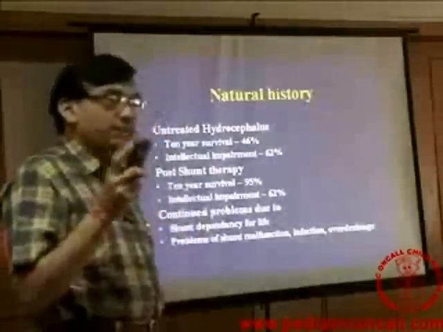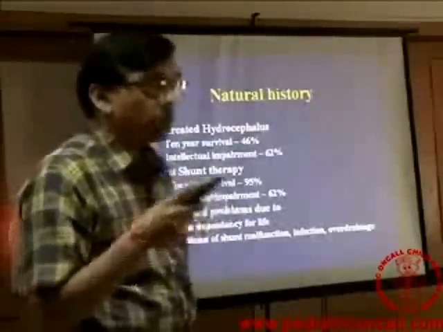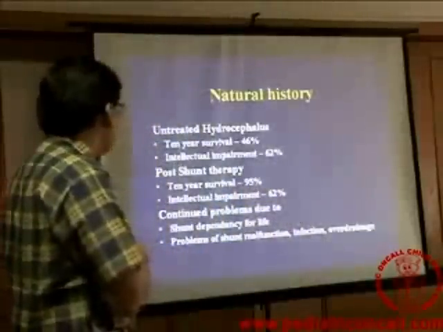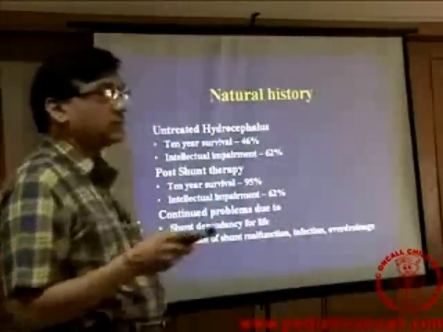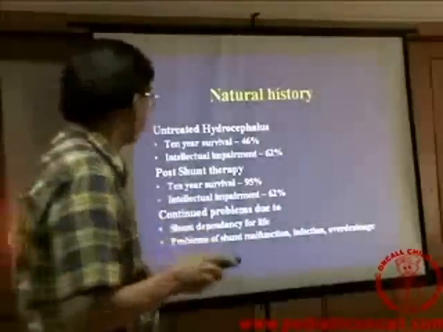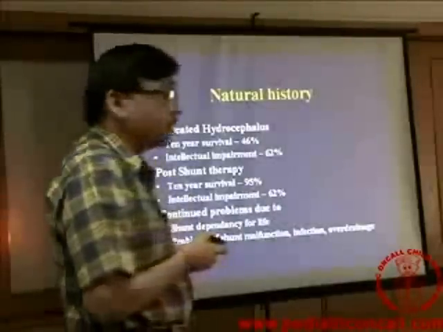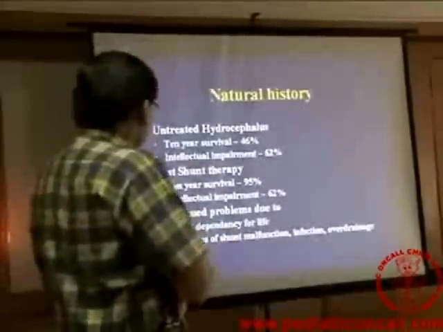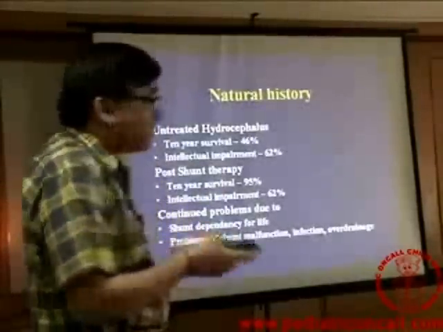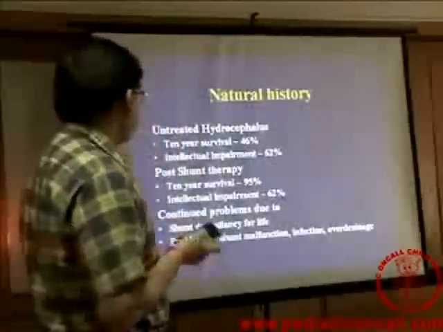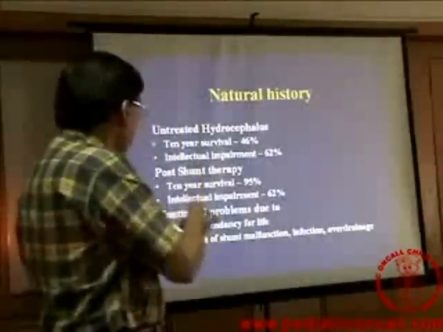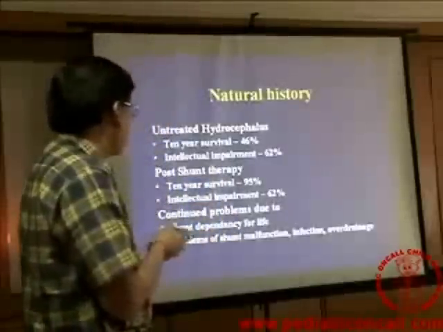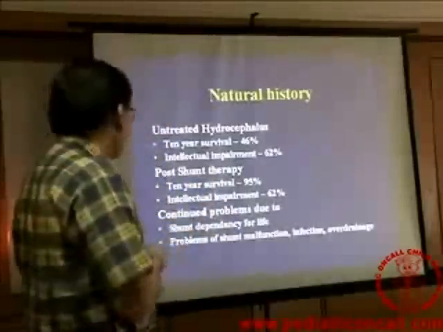Now whether treatment of hydrocephalus is important, or what is the significance: when they looked at untreated hydrocephalus, the 10-year survival is only 46% of the cases. And the intellectual impairment occurred in almost 62% in untreated hydrocephalus. Those who were treated with a shunt, the 10-year survival went up to almost 95%. And the intellectual, actually that's a wrong thing, it's 38%. It's not 62%. The intellectual impairment came down to 38%.